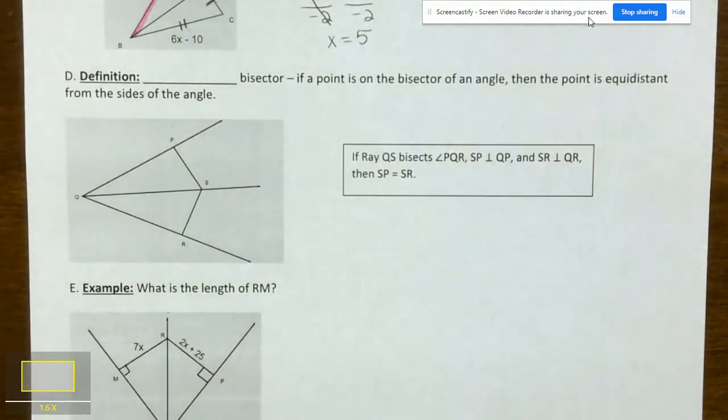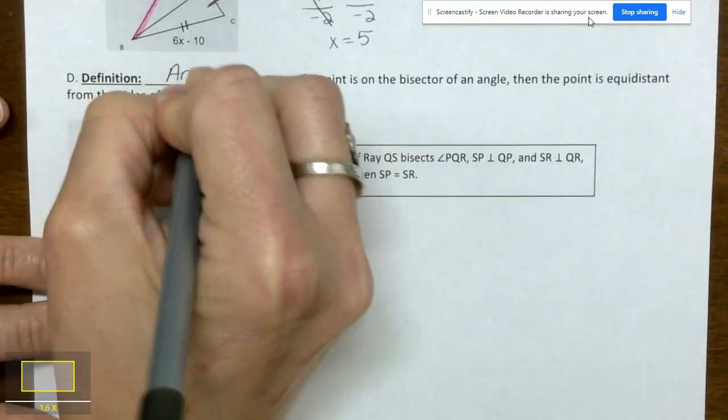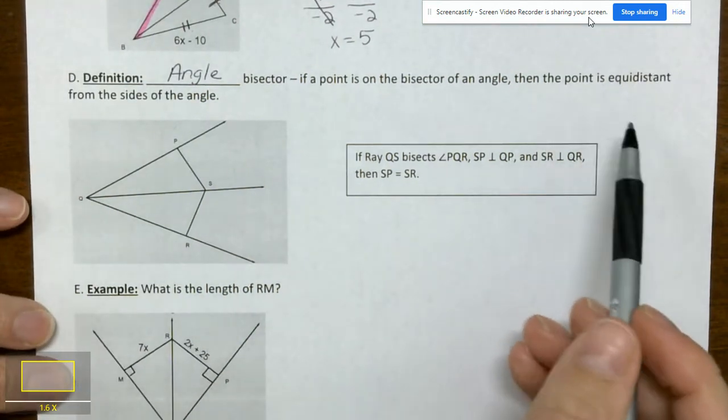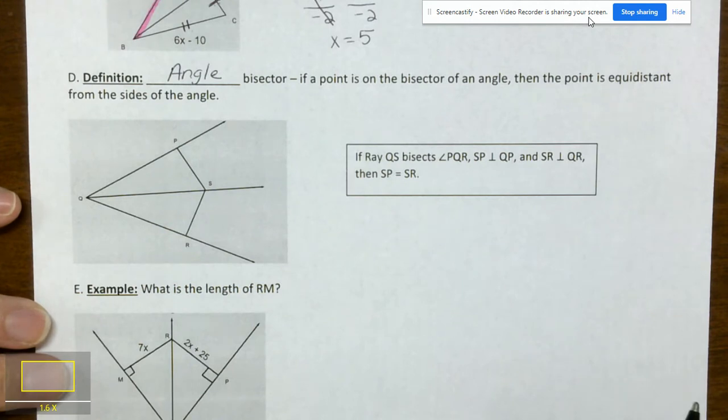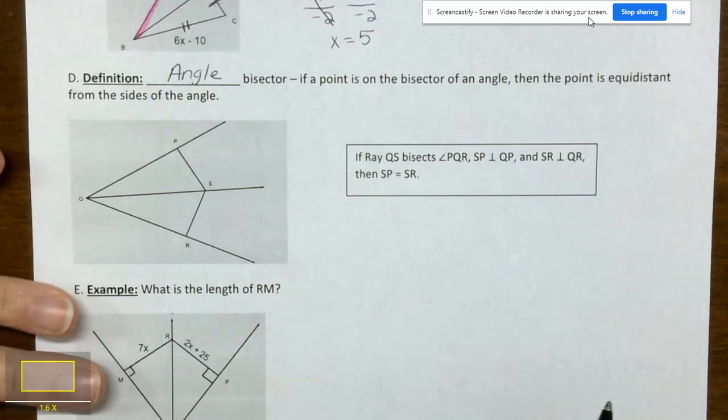All right, guys, in this video, we're going to talk about angle bisectors. So that's the first definition that we're going to get here, for an angle bisector. An angle bisector is if a point is on the bisector of an angle, then the point is equidistant from the sides of the angle. So basically, here's what that means, okay?